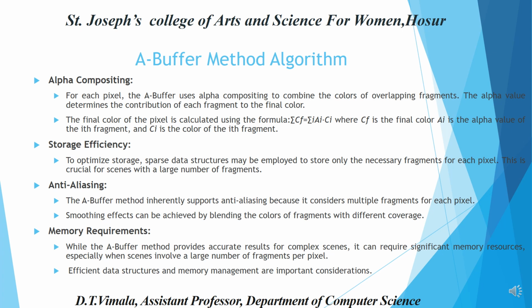Anti-aliasing. The A buffer method inherently supports anti-aliasing because it considers multiple fragments for each pixel. Smoothing effects can be achieved by blending the colors of fragments with different coverage.